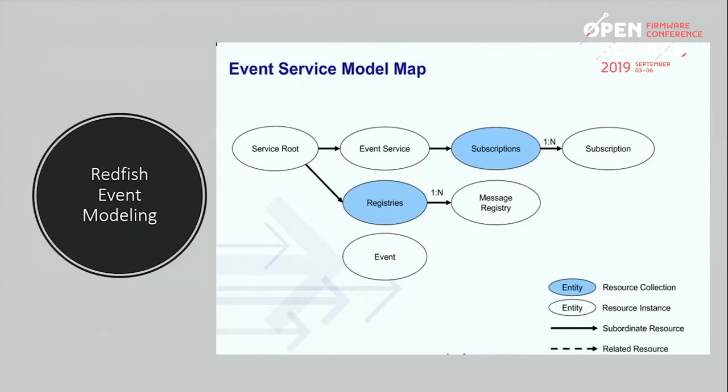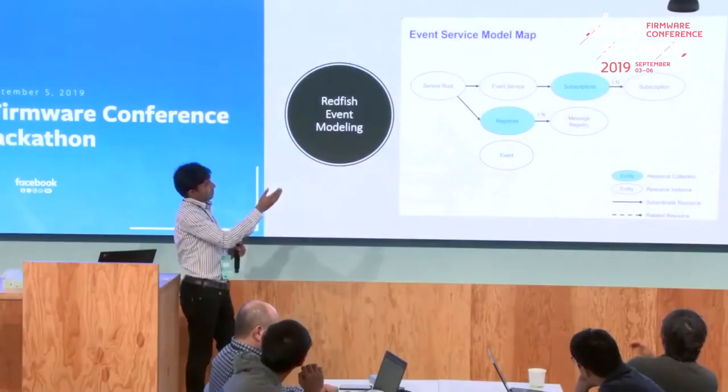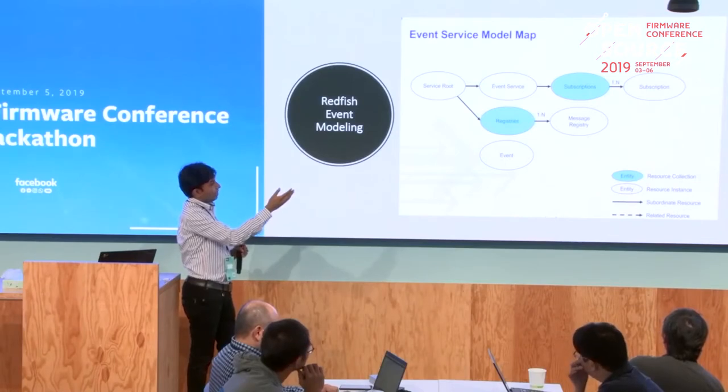How does the Redfish event model look? This slide shows the service root, the Redfish service root, which is nothing but your /redfish/v1. Doing a GET request on /redfish/v1 tells you there is an event service, if the event service is supported by the OpenBMC implementation. The event service contains subscriptions, which is a collection object, and the collection can have multiple subscriptions. A subscription is nothing but your Redfish endpoint where the event needs to be sent.